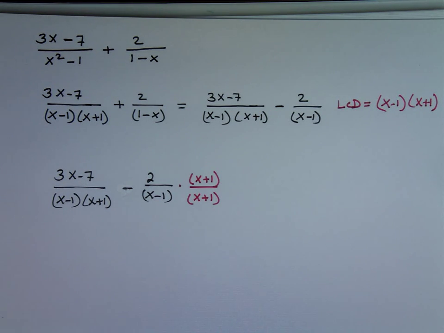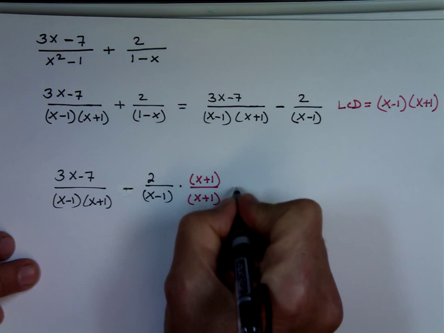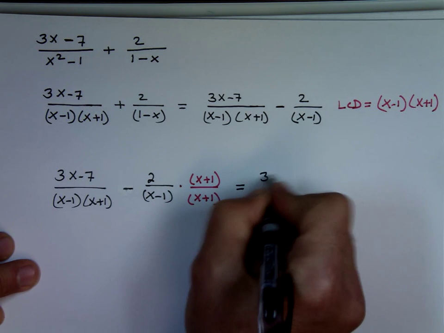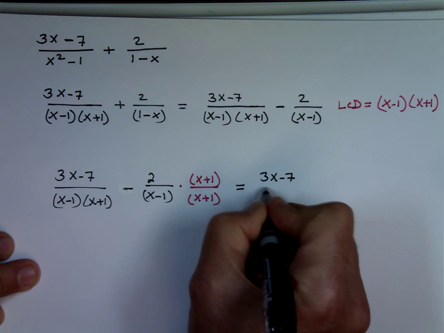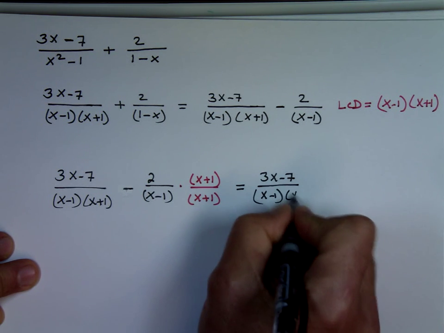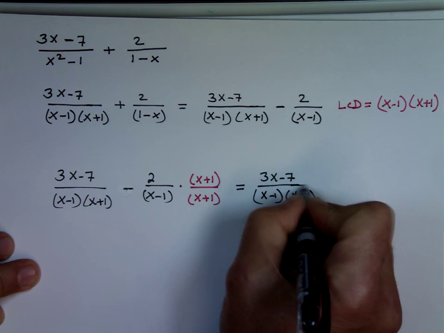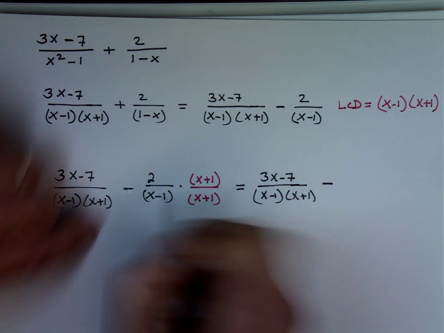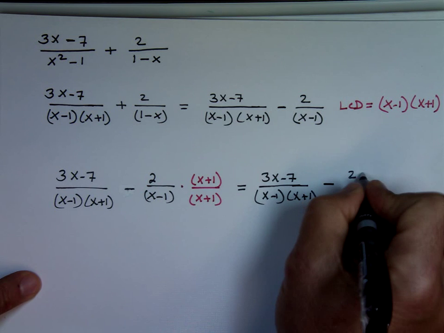So this becomes 3x minus 7 over x minus 1 times x plus 1 minus, let's multiply this. What's 2 times x? 2x. What's 2 times 1? It's a 2.